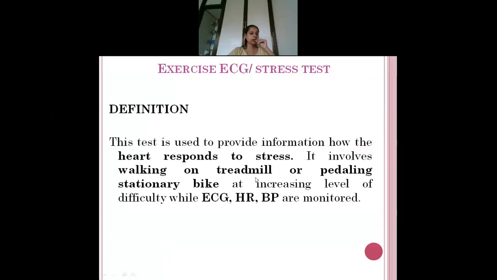Here the person may be asked to walk on a treadmill, or sometimes they may be asked to pedal a stationary bike. Not a bicycle riding one, it is a stationary bicycle. While they are pedaling the stationary bicycle or walking on the treadmill, usually they will be measuring the vital signs like heart rate, blood pressure, and ECG. They will compare and see the changes in the vital signs: before the procedure what it was, during the procedure what happened, and after the procedure what had happened. So remember, exercise stress test or cardiac stress test is measuring the ability of the heart to respond to the stress.